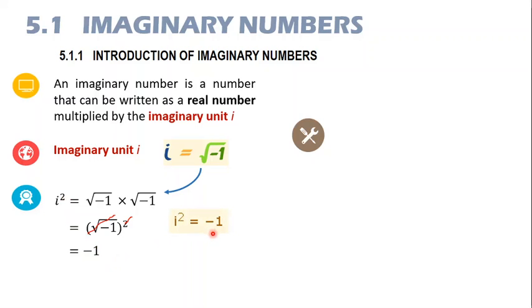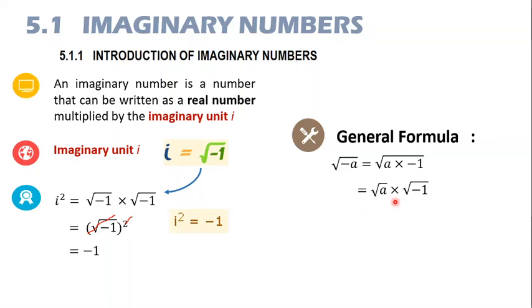This is the next concept yang you all perlu remember. You have to remember. Okay, next we have a general formula to write a number in imaginary unit. We have square root of negative a. We separate the a and the negative. So we have square root of a multiplied by negative 1, and then square root of a multiplied by square root of negative 1. Pisahkan punca kuasanya. Maka punca kuasa a darab dengan punca kuasa negatif 1 adalah i. Jawapan akhir dia punca kuasa a, i.